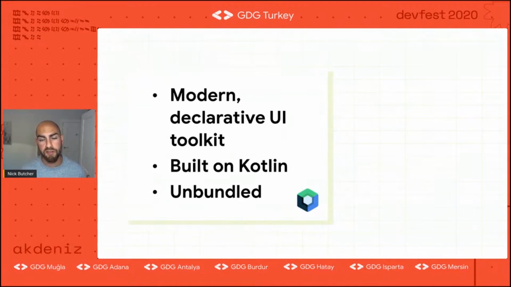Compose actually targets the canvas, the Android canvas system. So it doesn't actually output views under the hood, it writes to a canvas. And as such, we can get the same behavior across all of those API versions. So there's less of this different behavior on different APIs, which is great.